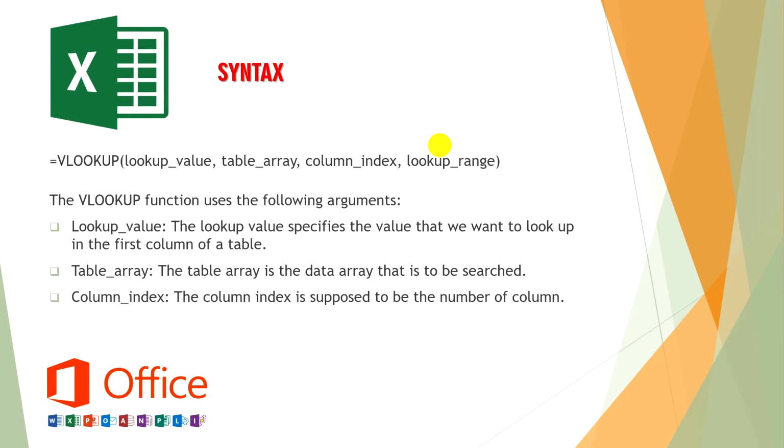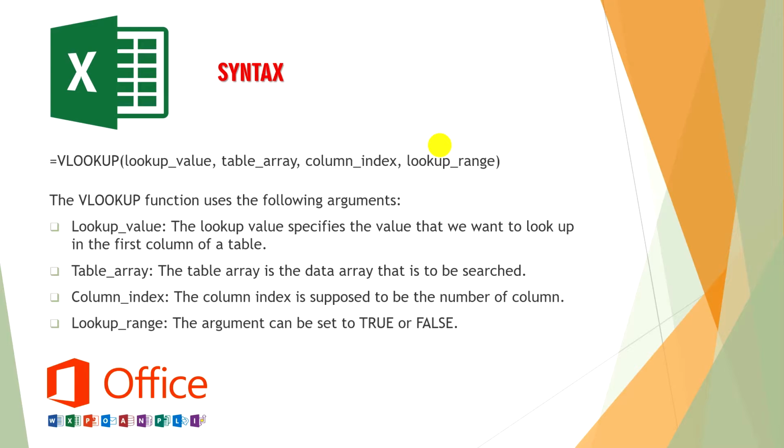And third is column index. The column index is the number of the column. It starts from left to right. The first column in the table is number one. Remember that? And the last one is range lookup. This is not required. This is optional. You can put it or you don't have to. It's okay. But if you don't put this argument, it will automatically select TRUE.